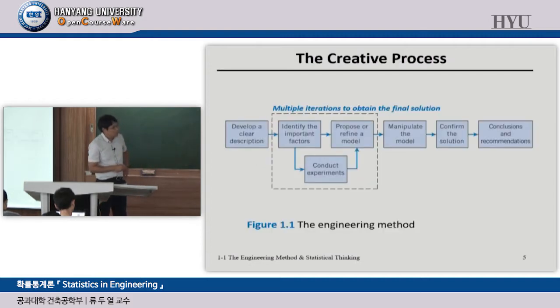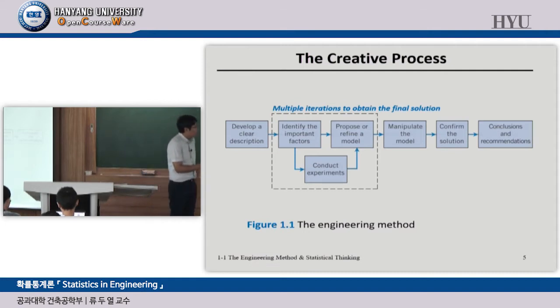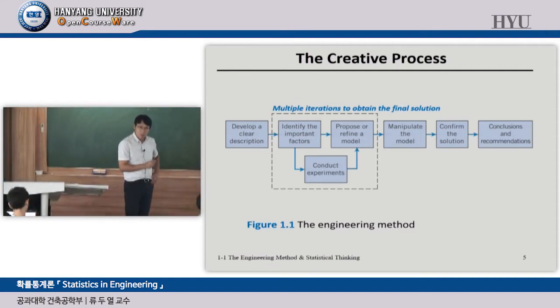So this is the creative process, and this is the sequence of the engineering method. Firstly, we have to develop a clear description of the problem. That's the first step. And then we have to identify the important factors affecting the problem. And based on these important factors that we selected, we can propose or refine the model. And we have to conduct experiments to verify the model proposed or refined in the previous step.